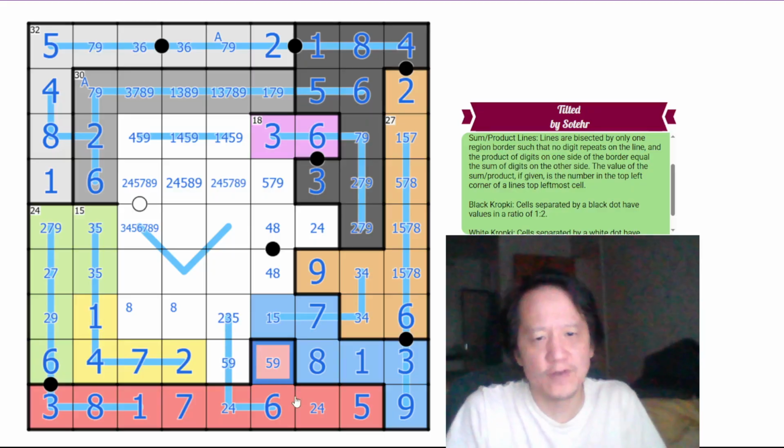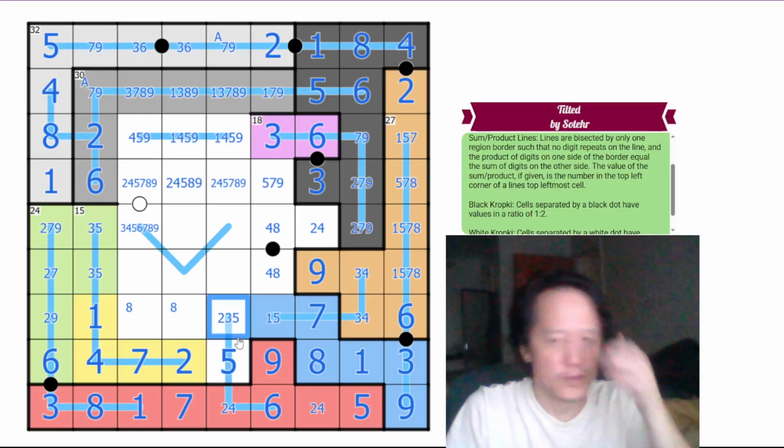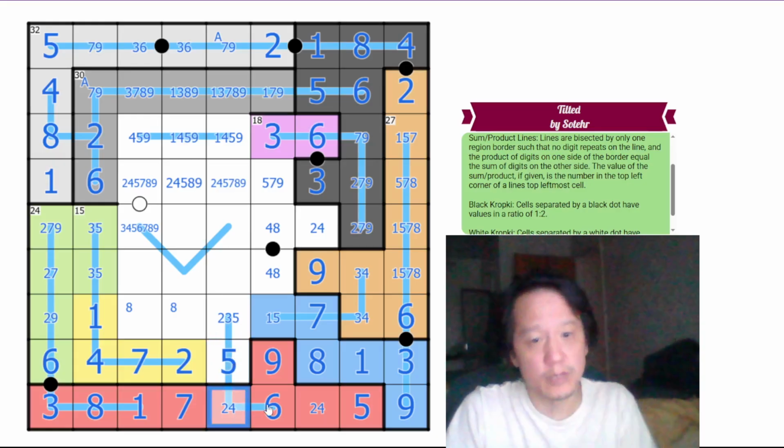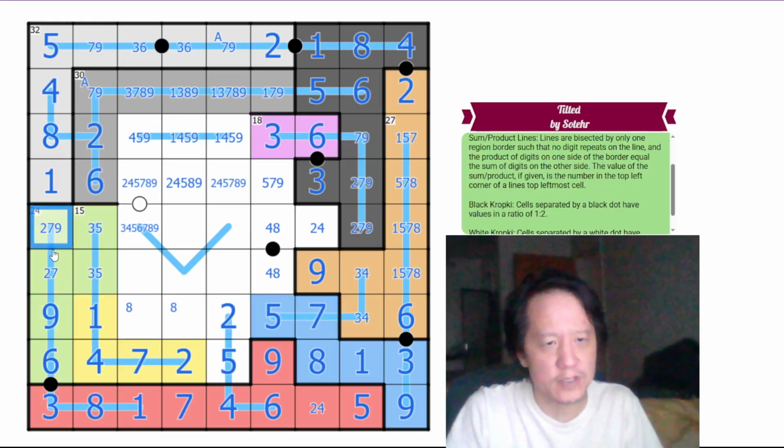This could not be 5, this would be 9. So this would be 5. This doesn't add up to 12 anymore, so it can't be 2 and 6. This must be 4 and 6. This is 2. This 1 eliminates 1 here, so it's 5. This 2 eliminates 2 here, so it's 9. Okay, so far this is fine.